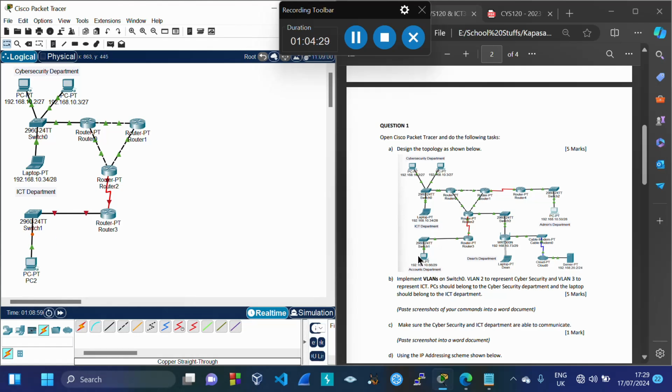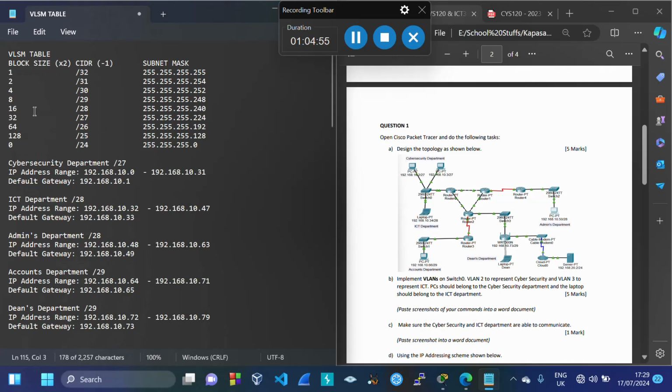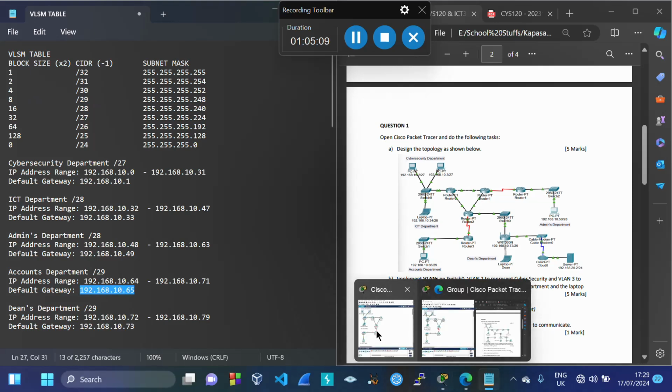So first of all, we need to configure that PC. The IP address based on the question is 192.168.10.66. So .66, we are saying that's /29 based on the question. Now what's /29? If you can remember, /29 we are saying the mask is 248. So if we see this department is accounts, so for accounts we have the default gateway of 65. That information is very much important to us.